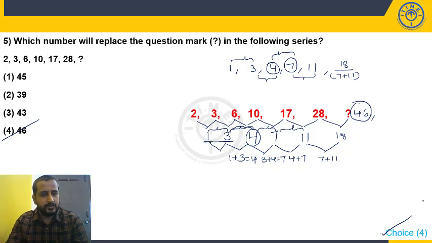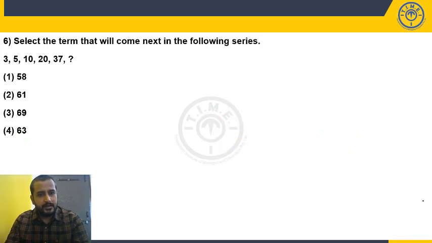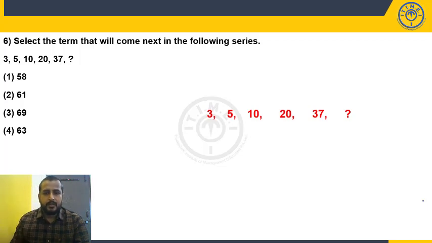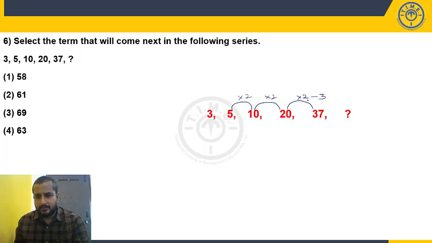Fine. Now move to the next question. Select the term that will come next in the following series. Okay. 3, 5, 10, 20, 37. Are these numbers increasing gradually or rapidly? You may say it may be rapidly. Okay, let's see. 20, 37 into 2, 22 is 40 minus 3. Yes. 10 and 20 into 2. 5 and 10 into 2. Can you see any proper pattern? No, I cannot see any proper pattern. Okay, so leave it. Now check the difference.